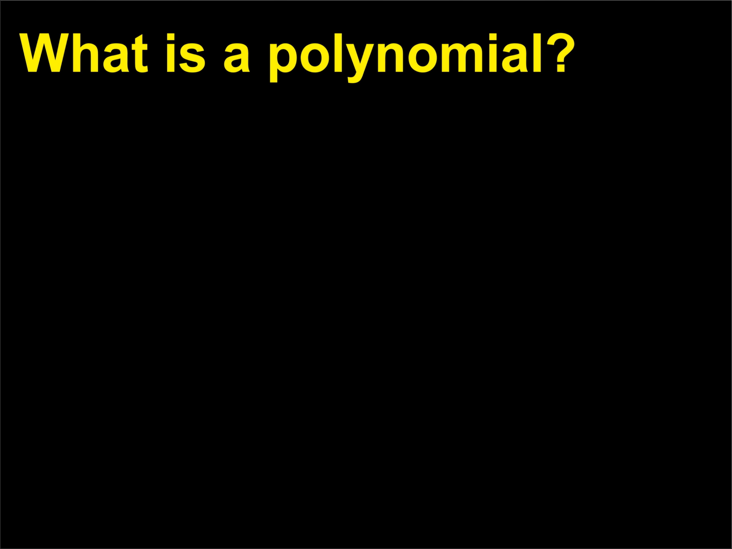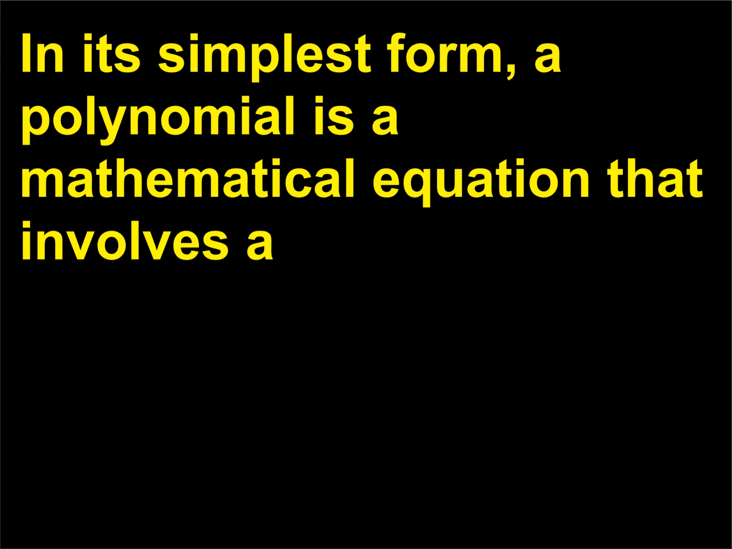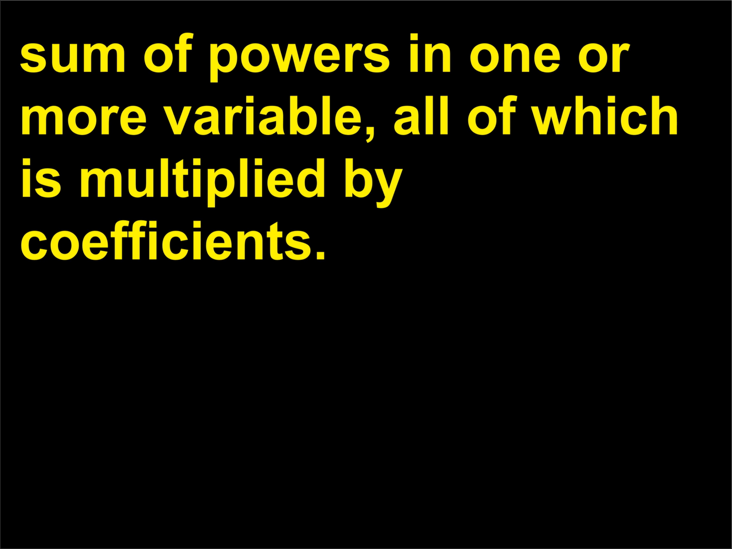What is a polynomial? In its simplest form, a polynomial is a mathematical equation that involves a sum of powers in one or more variables, all of which is multiplied by coefficients.